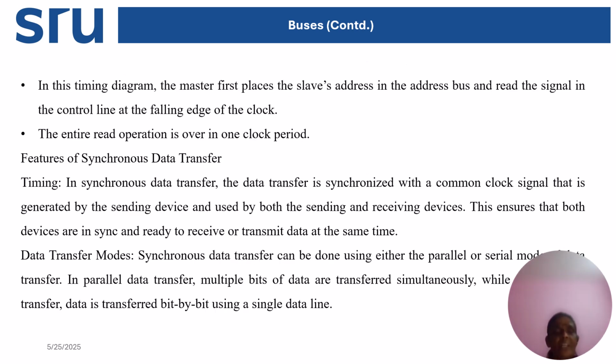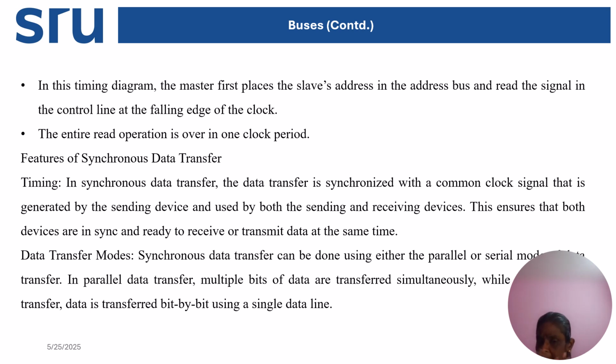Next, in this timing diagram, as we have already seen, the master first places the slave address, and then the read signal. It wants to read or write, so the read signal is sent. The entire read operation is over during that. So during the on period, the particular slave is putting its own data on the data bus.